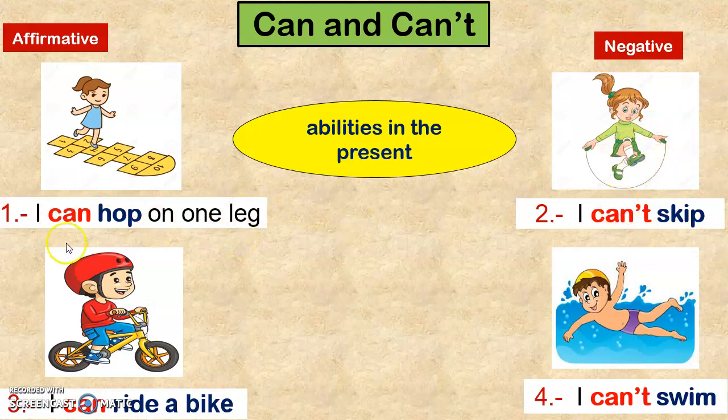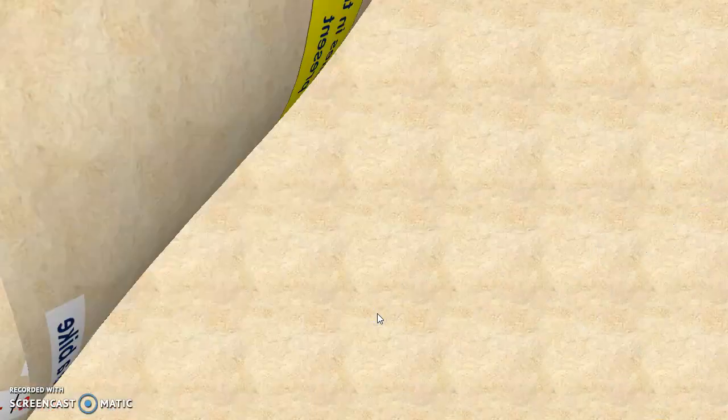Okay, look, notice on this part that can is followed by the action. I say can hop, can ride a bike. And what about in negative? Can't escape and can't swim. Don't forget this one, please. Don't forget. Right, continue.